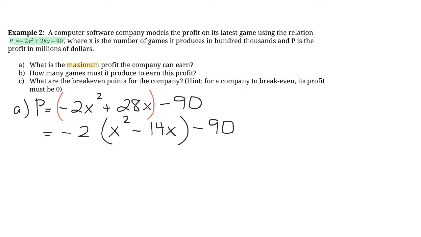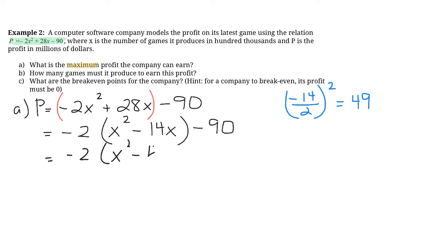Next, I need to come up with my perfect square trinomial. So I'm going to focus just on my b value, which is negative 14. And on the side here, I'm going to do negative 14 divided by 2, also squared. So negative 14 divided by 2 is negative 7. Negative 7 squared is 49. So we're going to recopy our common factor. We're going to keep our bracket. We still have x squared minus 14x, but now we are going to add 49 and subtract 49 all within the same bracket, and we still have our minus 90 on the end.